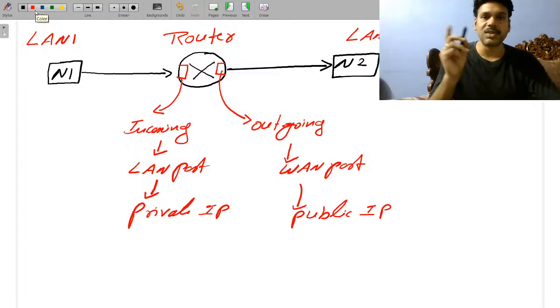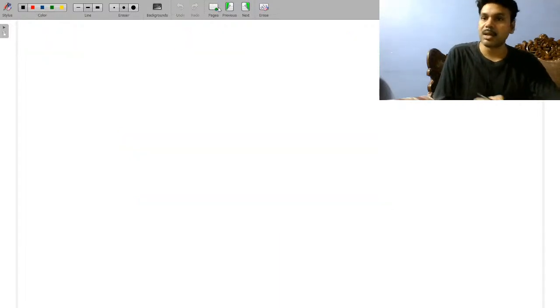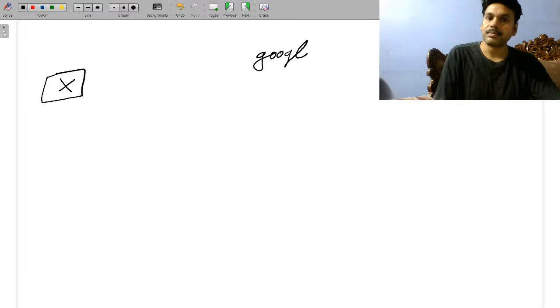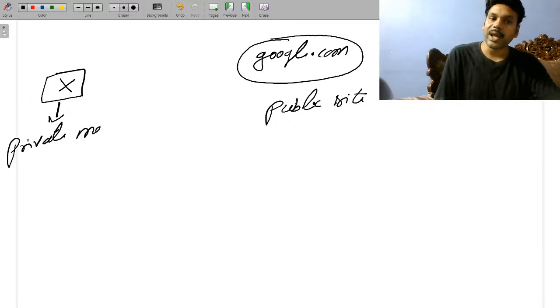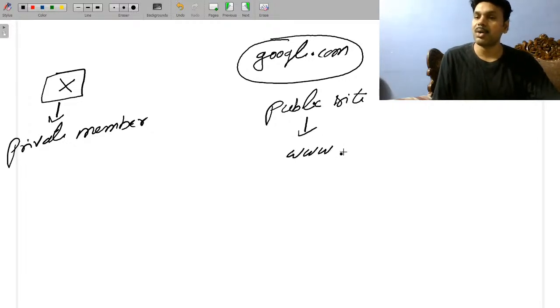You will see this everywhere. You want a real-time example? I will give you. For example, myself, X, I want to access google.com. Here google.com is a public network, or you can say a public site. But I am a private member. How are you going to access this? It's impossible because it is under www. You can access only with www.google.com.